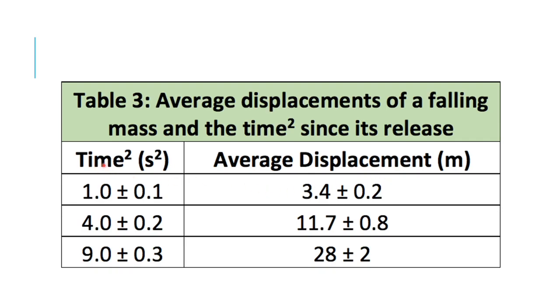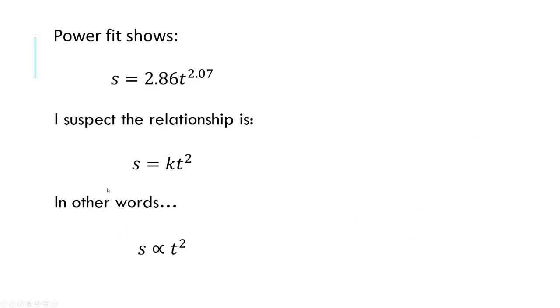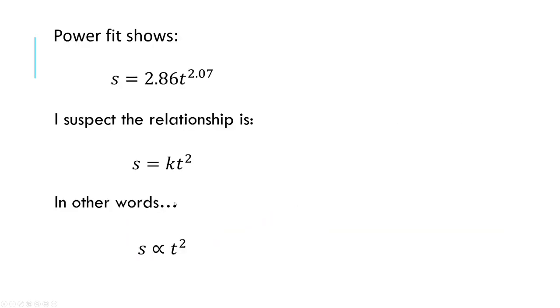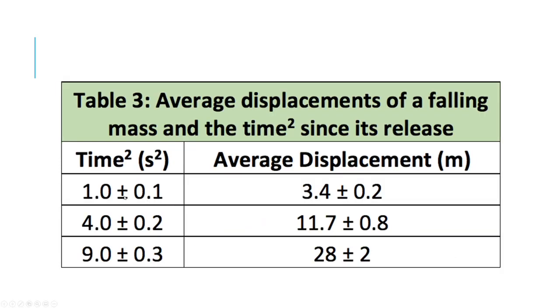That means I need to literally take the numbers for time and square them. Before it was like 1, 2, 3. Obviously, your numbers will probably not be so easy, but just for the sake of example, we literally just square those numbers, because I think time squared is what really matters. I think time squared is proportional to displacement, so we'll try that.